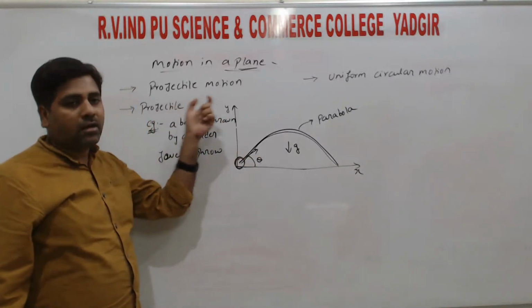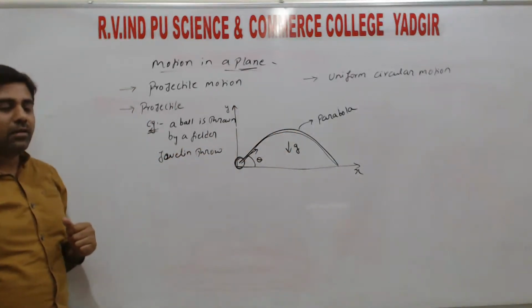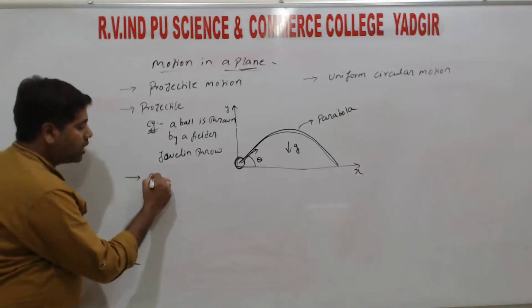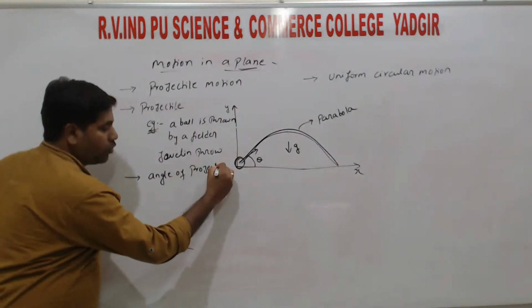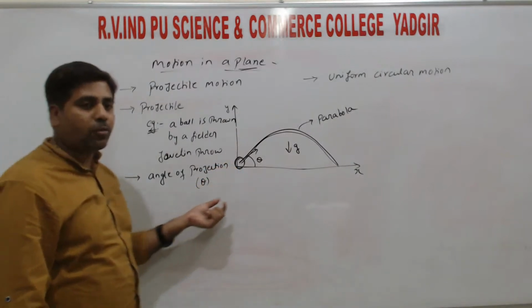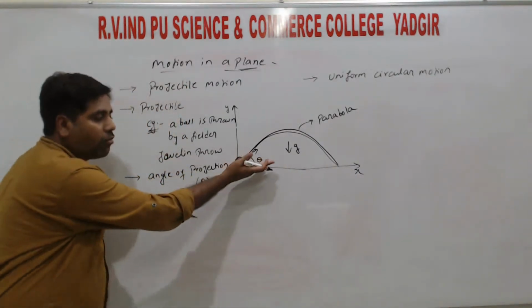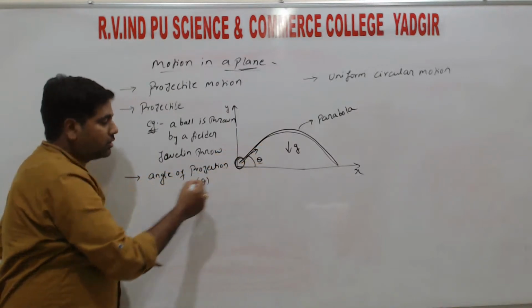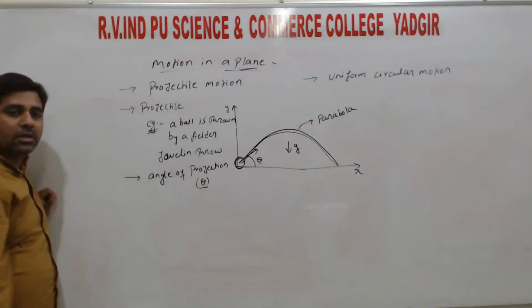So what is a projectile? The path traced by the projectile is a parabola. Then examples for the projectile, right? Along with this we have a few more definitions. One is angle of projection. Angle of projection is denoted by theta, right? The angle with which the projectile is projected, that angle we call angle of projection. So the angle at which we project the ball or object is called the angle of projection, always denoted by theta.